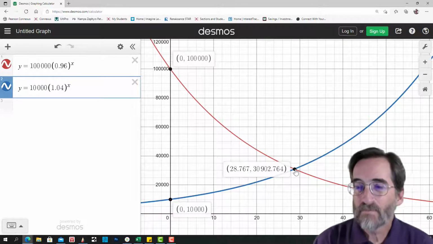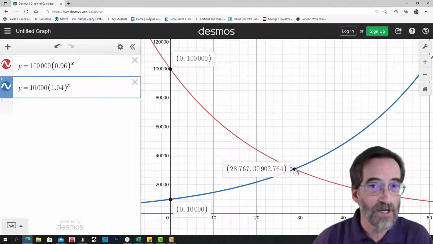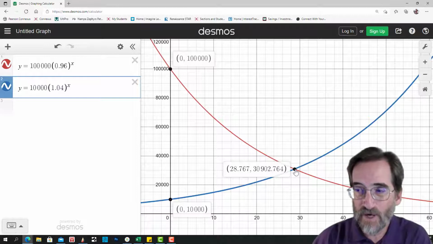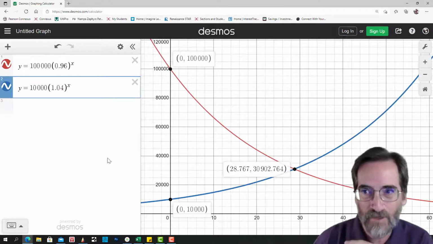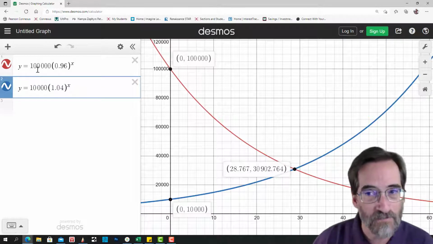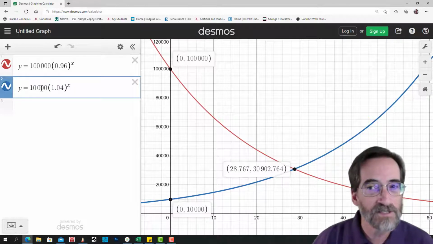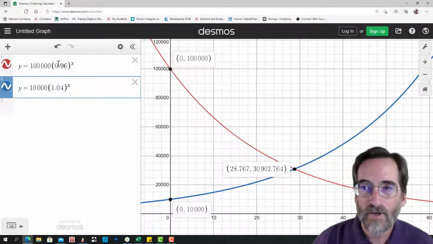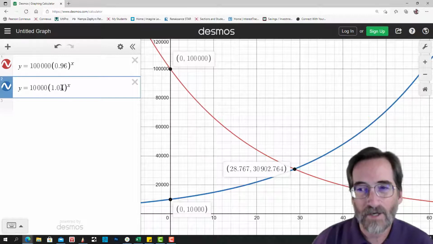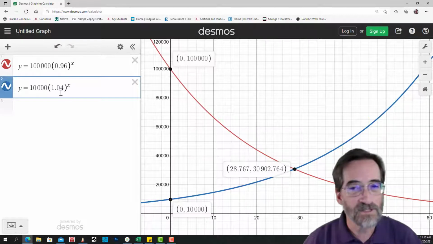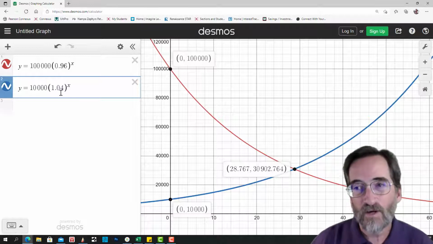So what I'd like you to do for your portfolio is take a screenshot of your Desmos graphing calculator screen for your numbers. Remember, you're not going to use 100,000, you're going to use some other big number. You're not going to use 10,000, you're going to use some other number that's smaller. You're not going to use 0.96, you're going to use some other decay factor. And you're not going to use 1.04, you're going to use some other growth factor. And I want you to answer the following questions.